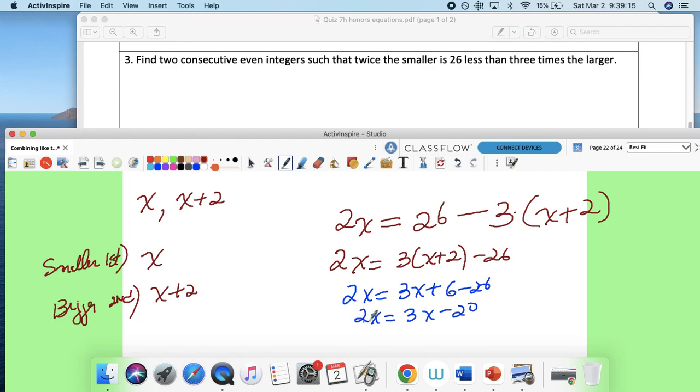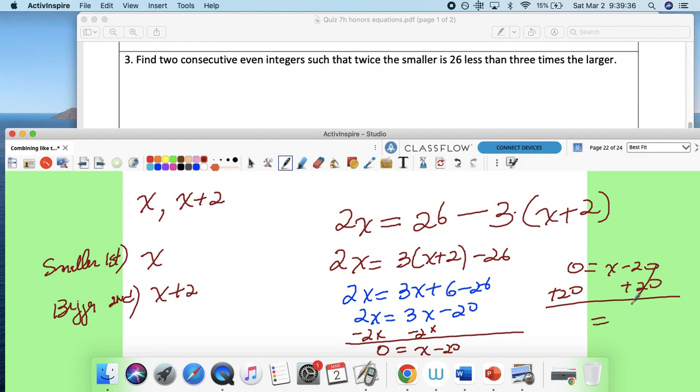So we want to get rid of the 2x, minus 2x, and then minus 2x on this side. On the left side, 2x minus 2x is 0. And then 3x minus 2x is just x minus 20. Well, 0 equals x minus 20, right? So plus 20 on both sides, and I finally get to isolate my variable. So x is all alone by itself.